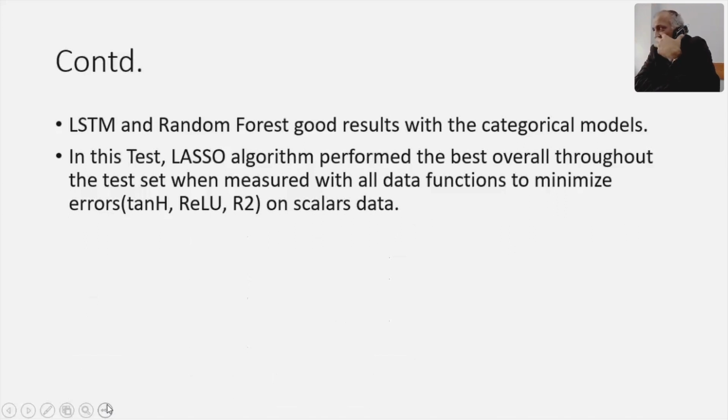Now, the difference here is that the categorical models are in general a certain class of models, but on scalar data, that is, on generally any category of the data, the lasso algorithm was found to be performing better in fault analysis.